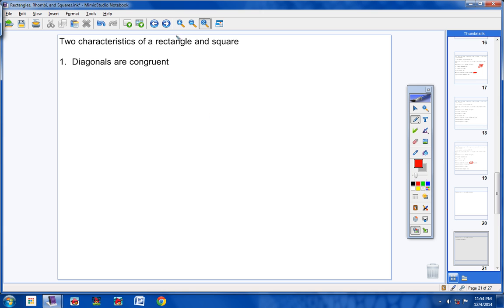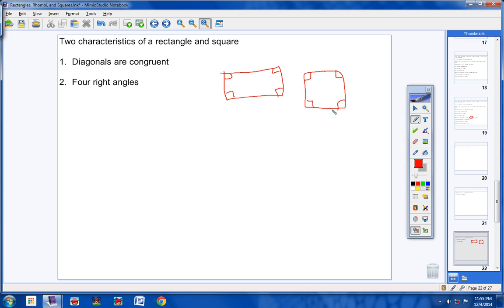Okay, moving on to the second characteristic. You have 4 right angles, okay? 4 right angles. So if you have a rectangle, you know for sure you have 4 right angles, okay? If you have a square, you know for sure you have 4 right angles. That's a characteristic of a rectangle and a square, okay? Pretty simple. Let's go ahead and move on.